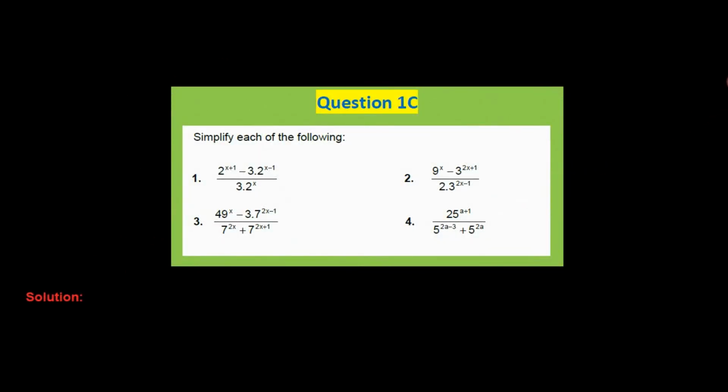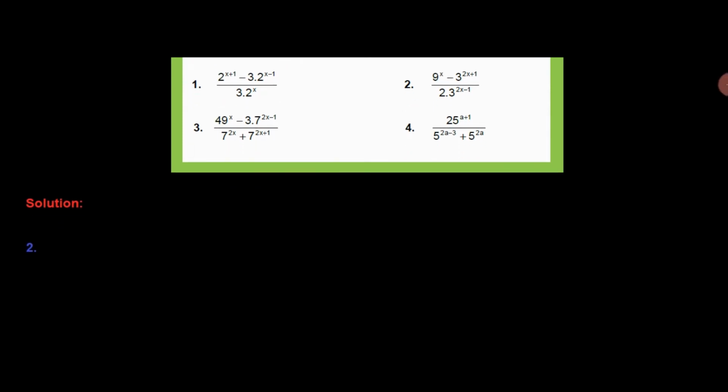Let's look at number 2. We can first write 9 to the x as 3 to the 2x. And we can split up the second term in the numerator. We can write it as 3 to the 2x times 3 to the 1. In the denominator, we can split up 3 to the 2x minus 1 and write it as 3 to the 2x times 3 to the negative 1.